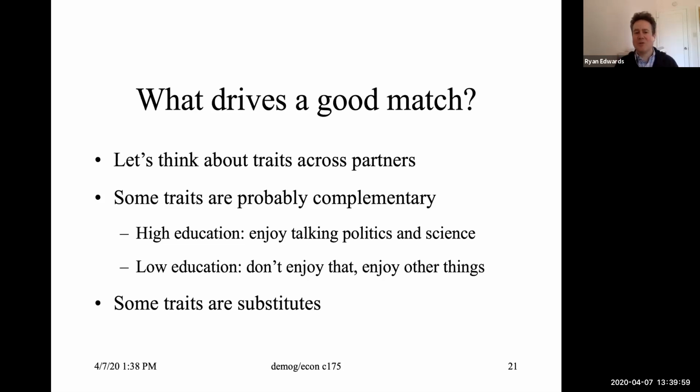So you could say, well, if you're high education, you enjoy talking politics and science and being on Twitter or something. And if you're low education, you don't enjoy that. You enjoy other things, like maybe being on Twitter. Maybe it's the same thing. And maybe some traits are substitutes. So what is interesting here is to look at the data and try to see how things are correlated or not, which suggests something about how they are either complementary or substitutes for one another.